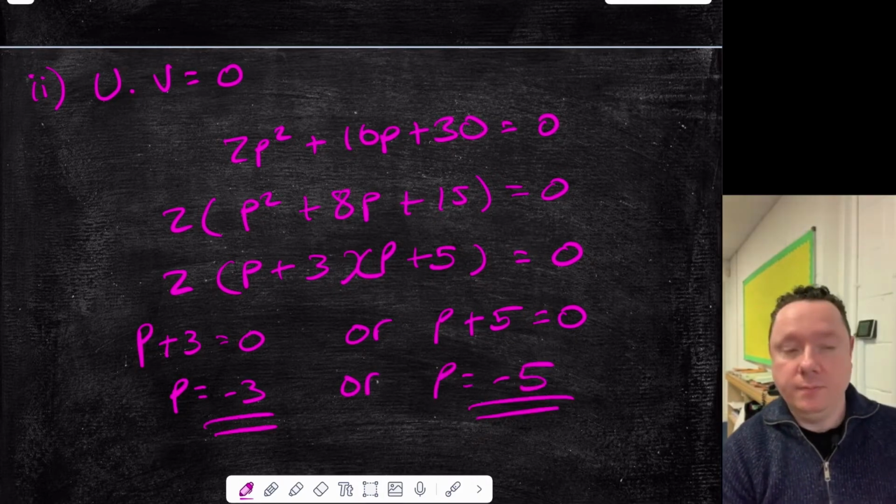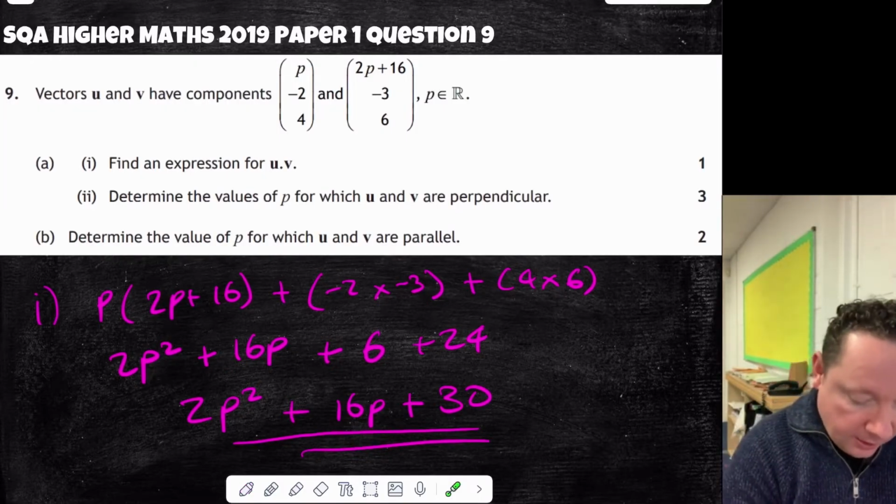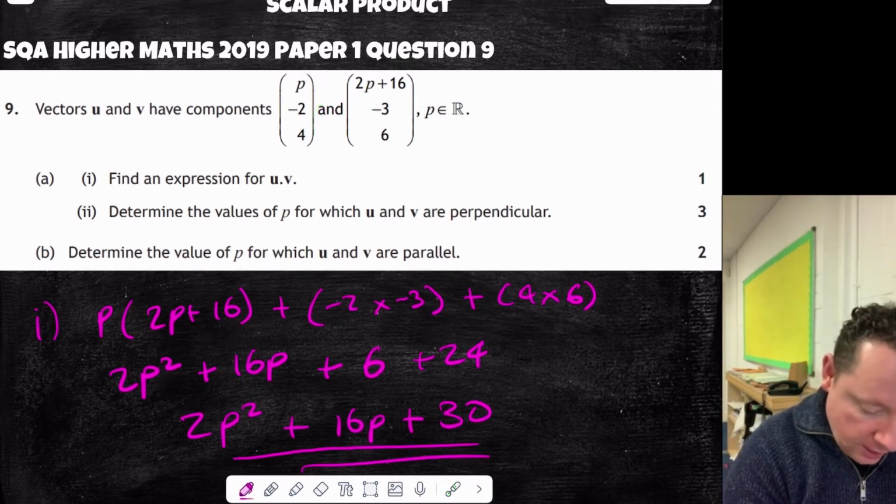And we're done there. Part B says, determine the value of p for which u and v are parallel. So if a parallel, that means that I can times this one by something to get this one. So let's just compare the elements. I've got minus 3 over minus 2, that's 3 halves.